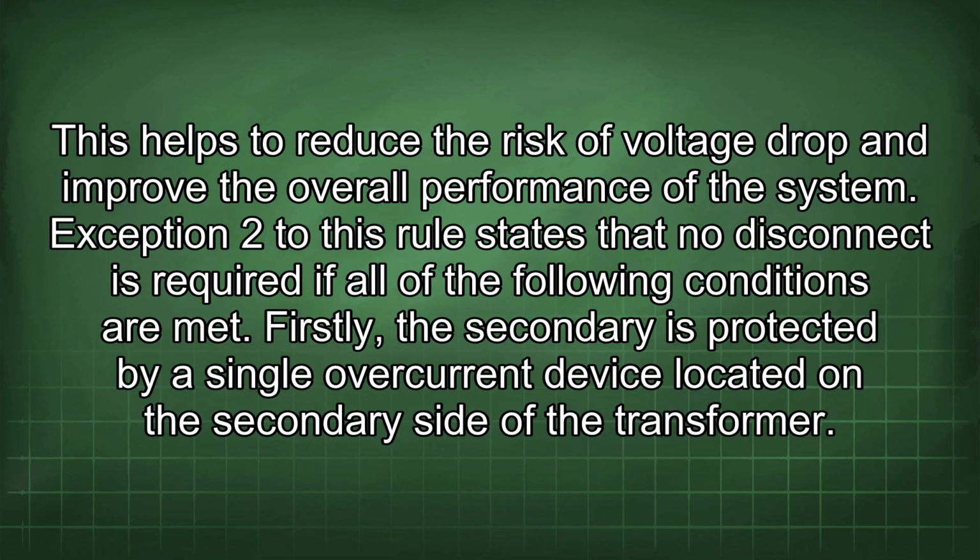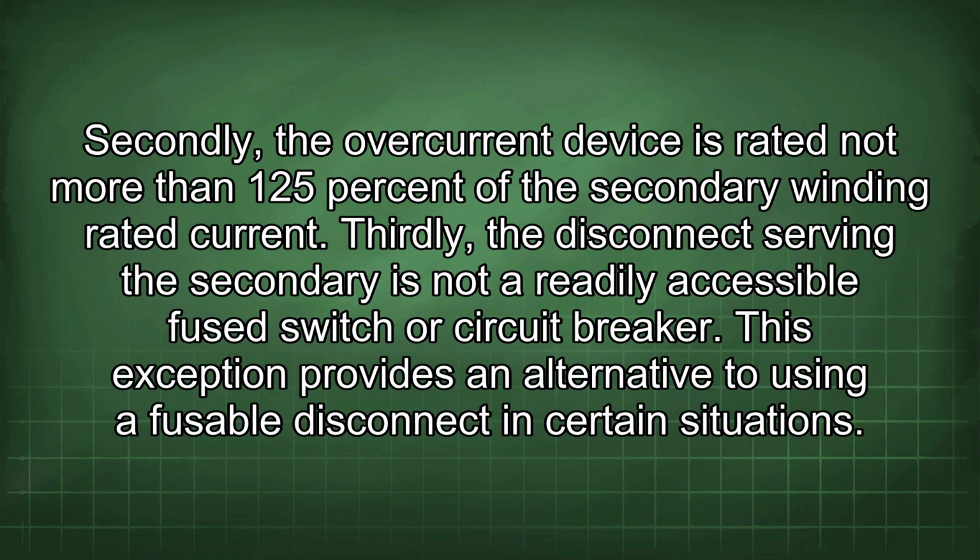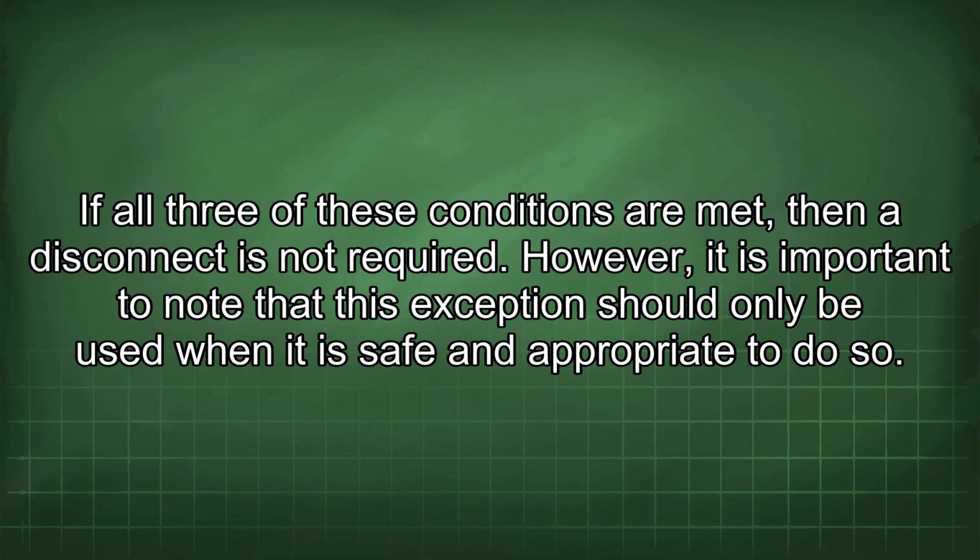Exception 2 to this rule states that no disconnect is required if all of the following conditions are met. Firstly, the secondary is protected by a single overcurrent device located on the secondary side of the transformer. Secondly, the overcurrent device is rated not more than 125% of the secondary winding rated current. Thirdly, the disconnect serving the secondary is not a readily accessible fuse switch or circuit breaker. This exception provides an alternative to using a fusible disconnect in certain situations. If all three of these conditions are met, then a disconnect is not required.